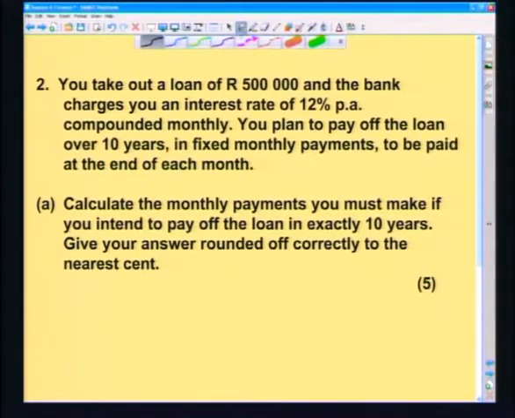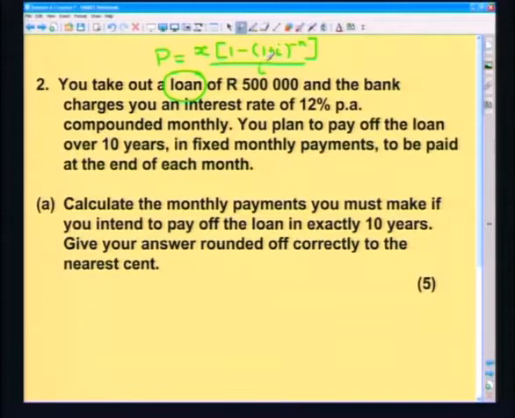Now, what I want you to do immediately is to look at this and say, loan. As soon as it's loan, we know we're going to be using the formula P equals on your formula sheet, which, if I remember rightly, goes 1 minus 1 plus I to the power minus N over I. Okay? And the bank charges you an interest rate of 12% compounded monthly.